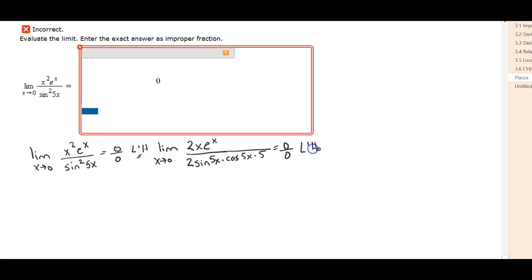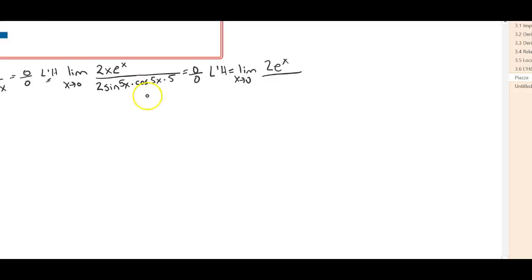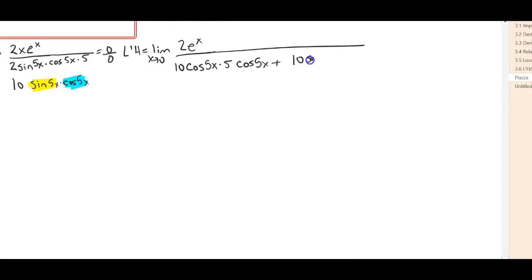So I can apply L'Hopital's rule again, and I get the limit as x goes to 0 of 2 e to the x over... And here this is a little tricky because there's quite a bit going on. I could write the bottom as 10 sine of 5x times cosine of 5x. So now I have to apply the product rule: derivative of the first function, hold the second one, and so forth. So I'm going to have 10 times the derivative of sine, which is cosine, so cosine of 5x times 5, hold cosine of 5x, plus 10 sine of 5x, times the derivative of cosine, which is minus sine of 5x times 5.